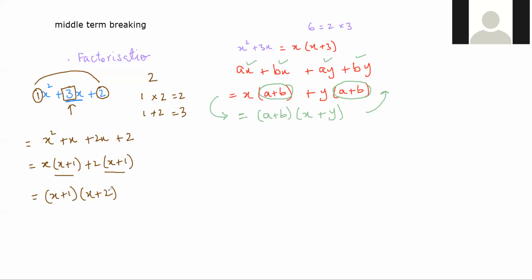So this middle term factorization has been completed over here. Let me give you one more example.